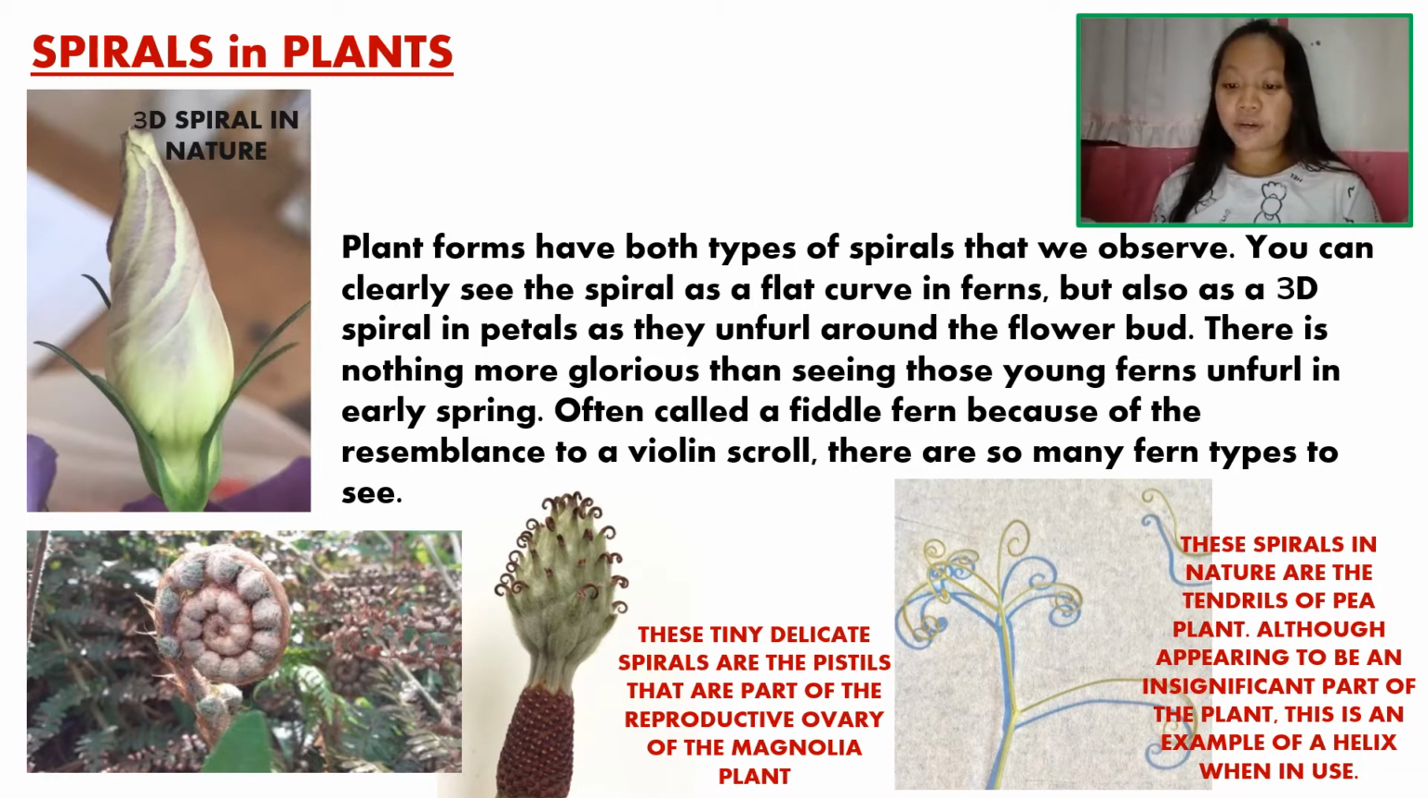There are so many fern types to see. These tiny delicate spirals are the pistils that are part of the reproductive ovary of the magnolia plant. These spirals in nature are the tendrils of a pea plant, although appearing to be an insignificant part of the plant. This is an example of a helix in use.